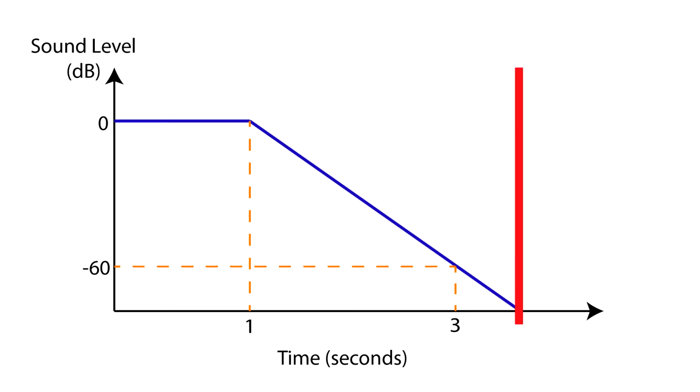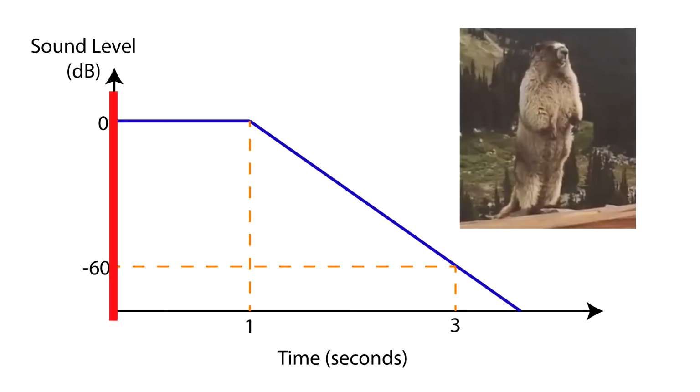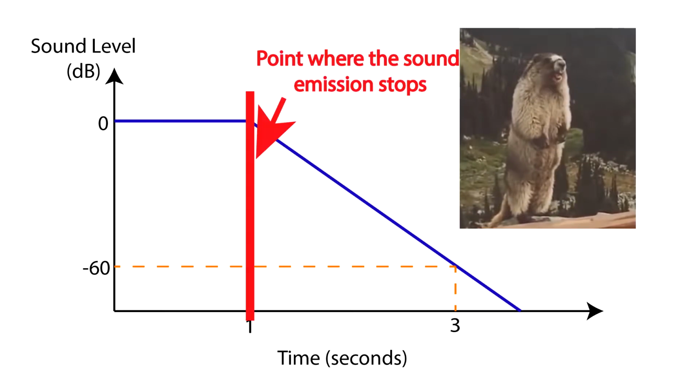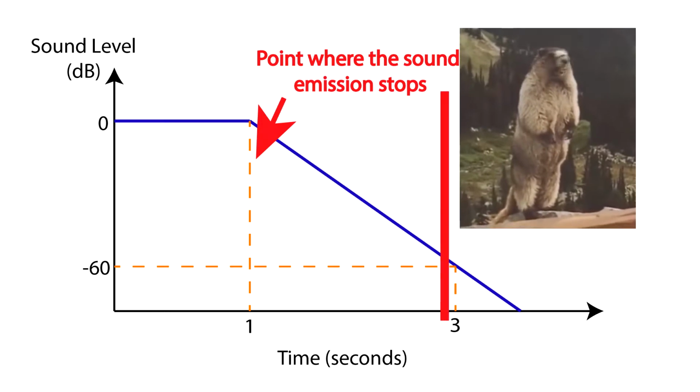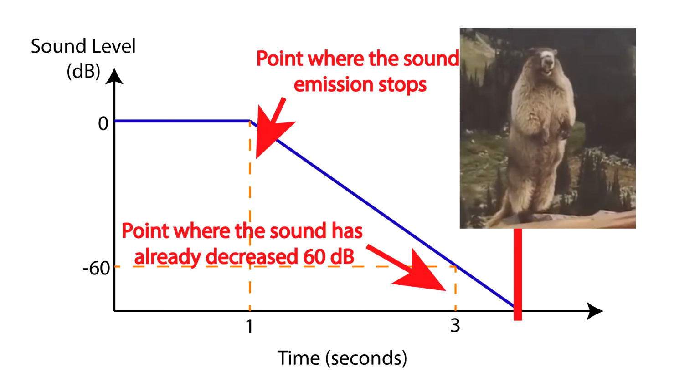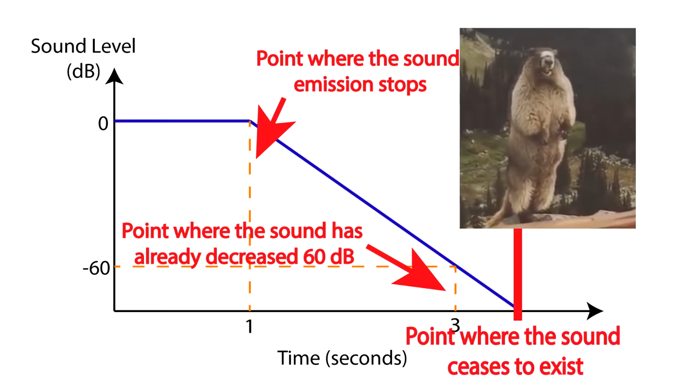Now, analyzing this example slowly, we can divide it in three parts. The first part is when the sound stops being emitted. It is when the source stops emitting the sound and the only thing that keeps in the air is the sound that is already there. Let's see the second part. The second part is when the sound has already decreased 60 dB, or, in other words, when its volume is largely reduced but not entirely. Let's see the third part. The third part is when the sound ceases to exist completely. The waves have all already been absorbed.